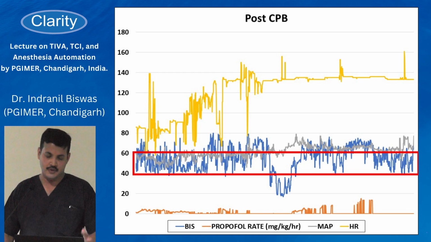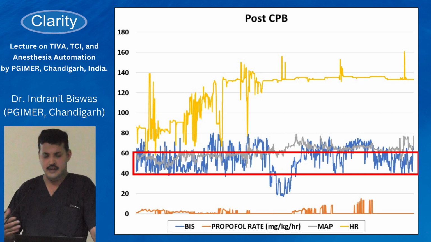Some fluctuations were there, obviously, because this was a patient with severe pulmonary hypertension and we had to use nitric oxide for this patient. So there were some hemodynamic perturbations that were related more to the surgical conditions as well as RV dysfunction than to the anesthetic conditions. But still the CLAD system was able to maintain the anesthetic depth for a fair amount of time.